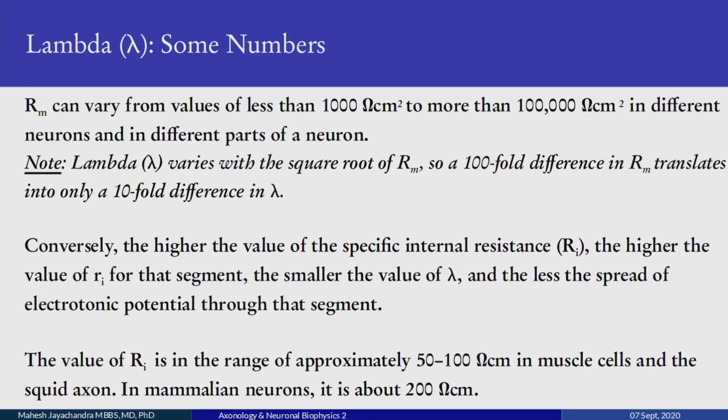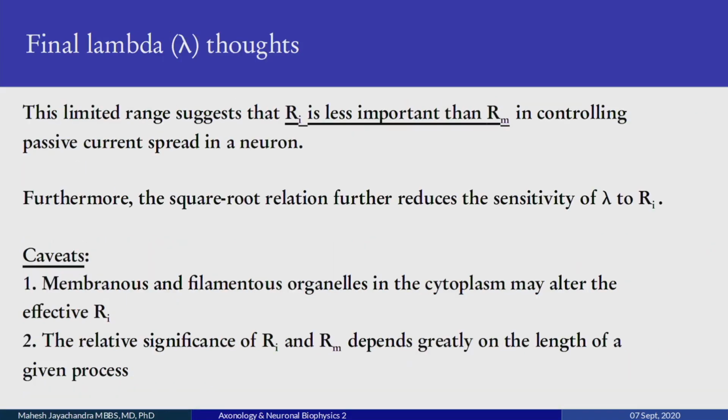The value of capital Ri is approximately in the range of 50 to 100 ohm centimeter in muscle cells and squid axon. In mammalian neurons, it's much higher, about 200 ohm centimeter. This limited range suggests that Ri is less important than Rm in controlling the passive current spread in a neuron, i.e. the internal resistance of an axon is not as important as the membrane resistance of the axon as far as the passive, or electrotonic, spread of electrical activity. Furthermore, it's a square root relationship, so it further reduces the sensitivity of lambda to Ri.